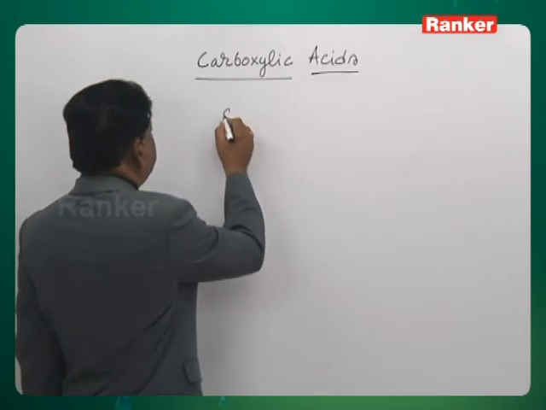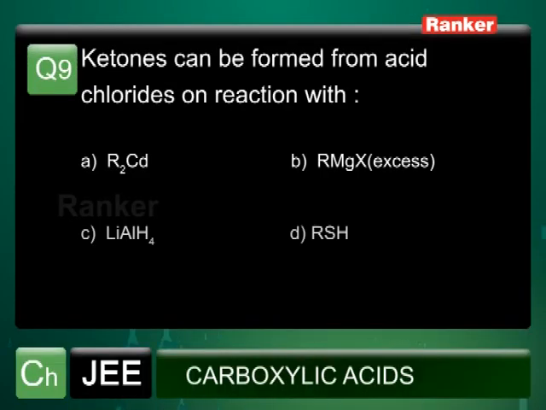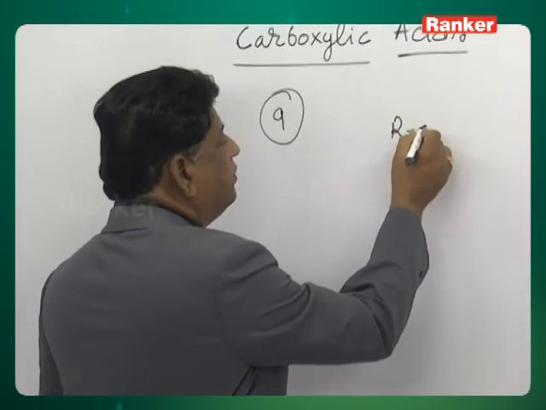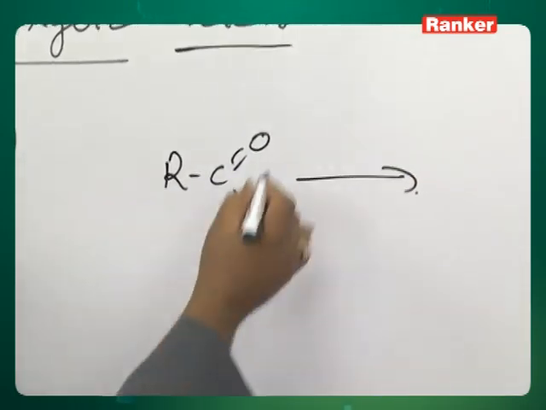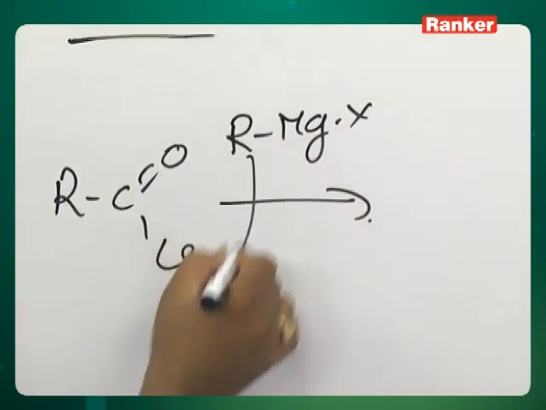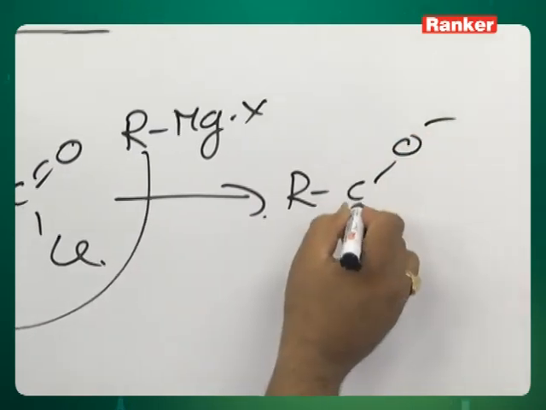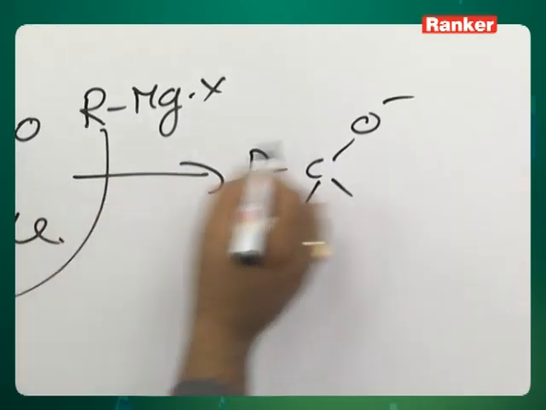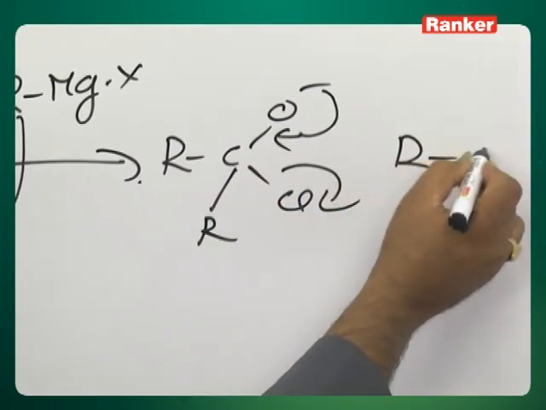Question number 9. Ketones can be formed from acid chlorides on reduction with. Acid chlorides are actually RCOCl. When you add RMgX, we have one reaction. RMgX reacts and R minus is generated. When the O minus comes back, the Cl goes out. You will get a ketone.